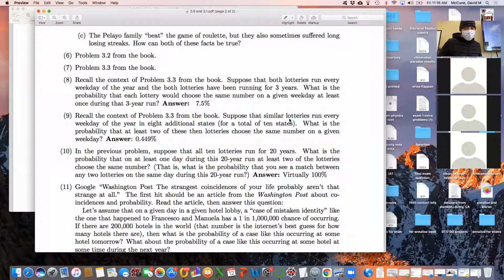So problem 3.3 from the book, that was this problem where the lotto just chooses a 4-digit number between 0000 and 9999. You guys remember that? Okay. So now, suppose you have 10 lotteries all doing that thing, number 8. And on a given day, so no long time span, just like today. What's the probability there's a match? So let's look at that first.